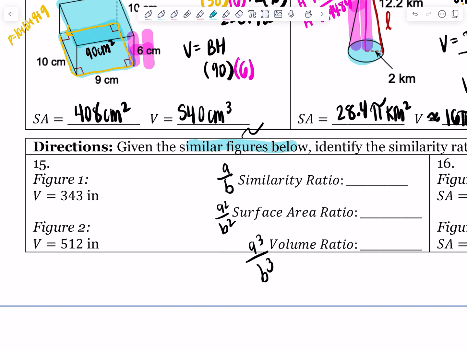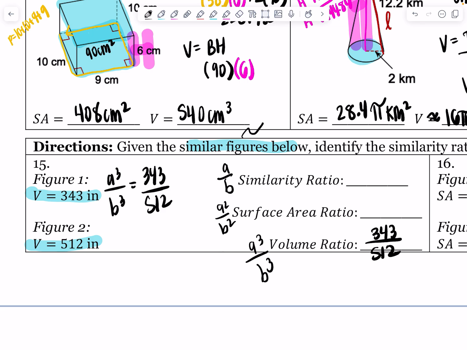So then we just need to look at what they give us. They give us a volume ratio. So that's going to be my A cubed over my B cubed. So 343 over 512. We see if that reduces at all. It does not, so we're going to go ahead and fill that in for our volume ratio, 343 over 512. If it reduced, we would.